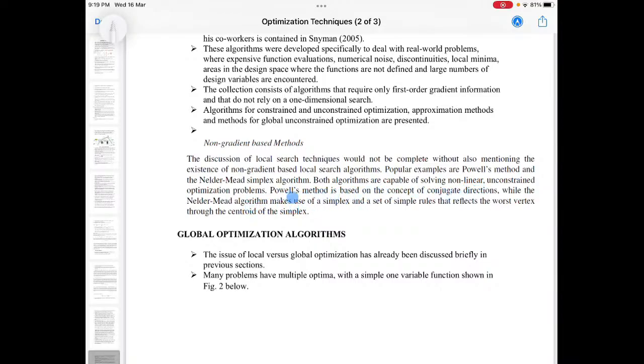Powell's method is based on the concept of conjugate directions, while the Nelder-Mead algorithm makes use of a simplex and a set of simple rules that reflect the worst vertex through the centroid of the simplex. So these two, Powell's method and the Nelder-Mead algorithm, do not use a gradient technique. They are non-gradient based algorithms.